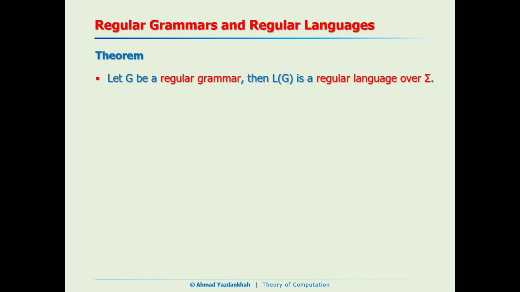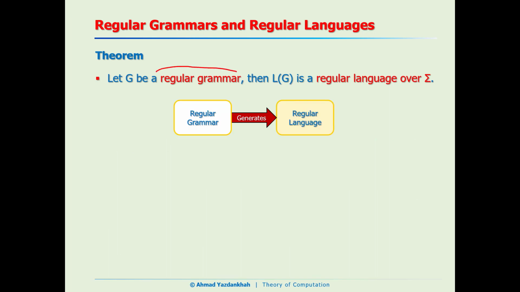We have a theorem saying that if we have a regular grammar, that regular grammar has a regular language as its associated language. So it means that a regular grammar generates a regular language. Fantastic. We have a new definition for the regular languages. It looks like there is an association between regular languages and regular grammars.